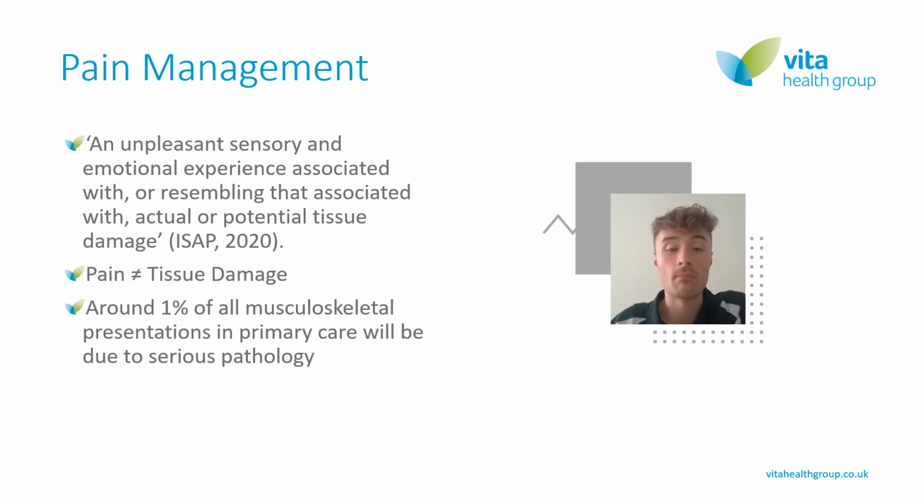Around 1% of all musculoskeletal presentations in primary care will be due to serious pathology. That's really reassuring, hopefully for you as well, that only 1% of the pain that we see may actually be a serious pathology. And pathology basically just means a fancy word for a condition, like a torn ligament, muscle, or tendon. Only 1% lead to anything serious, which is really positive. Of course, there are those less serious ones, but we do expect you to recover from those. So moving on to the next slide.